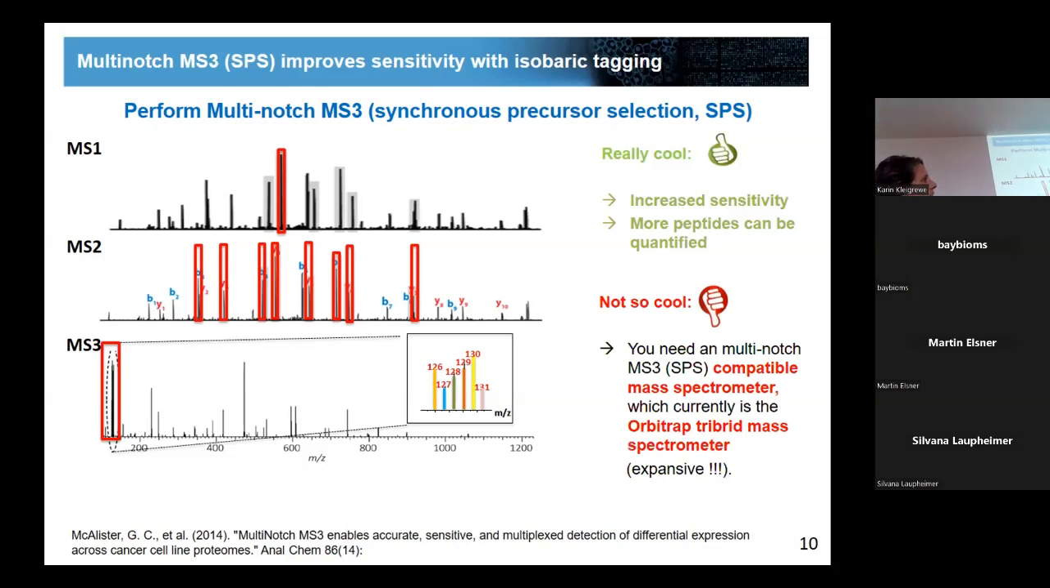Exactly, increased sensitivity, but multi-notch synchronous precursor selection can only be carried out on these specific mass spectrometers that allow these measurement modes. And these are these Orbitrap triplet mass specs, which are very expensive, but luckily we have one here also at the core facility.